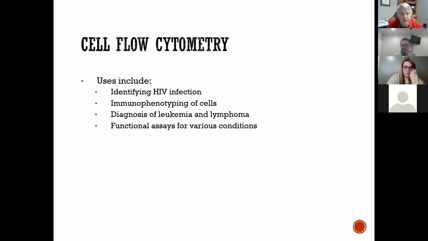So the use of cell flow cytometry really came in the early 80s as a tool for identifying HIV infection. We see it with immunophenotyping. We see it with diagnosis of leukemia and lymphoma, and that's why we put it at the end here, because that's what we just got through talking about Friday. And functional assays for various conditions. There are other things you can use it for.